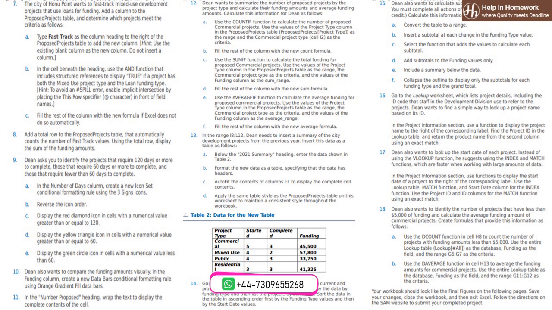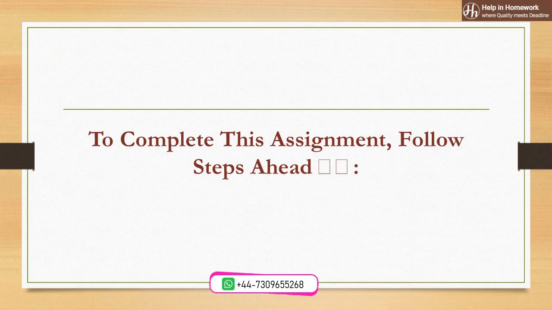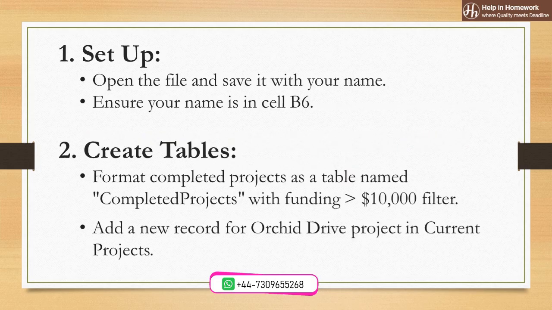This assignment is divided into multiple steps. To complete this assignment, follow the steps ahead. 1. Setup. Open the file and save it with your name. Ensure your name is in cell B6. 2. Create tables. Format completed projects as a table named Completed Projects with Funding $10,000 filter. Add a new record for Orchid Drive project in Current Projects.